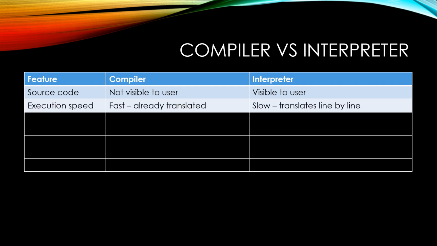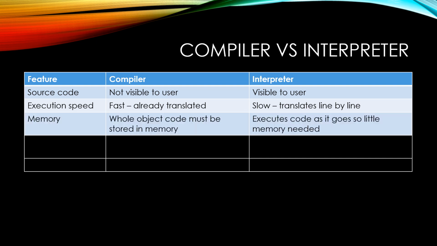Compiled code executes more quickly because it's already translated. Interpreted code is slower because it has to translate the code line by line before it executes it. With compiled code, the whole object code must be stored in memory, so it takes up a lot of space. Interpreted code is executed as it goes, so little space in memory is needed.